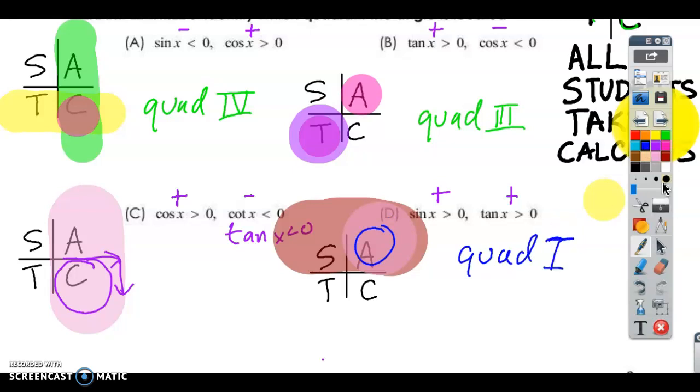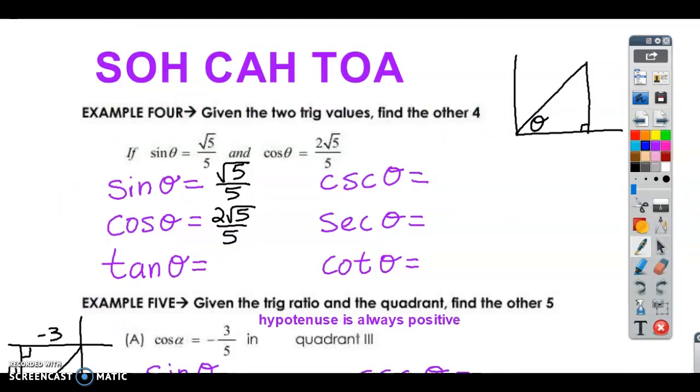Okay. Moving on. In order to do these types of problems, you just need to remember SOHCAHTOA. Given two trig values, you're asked to find the other 4. The hardest part about these types of problems is drawing the triangle. Where does the triangle go?